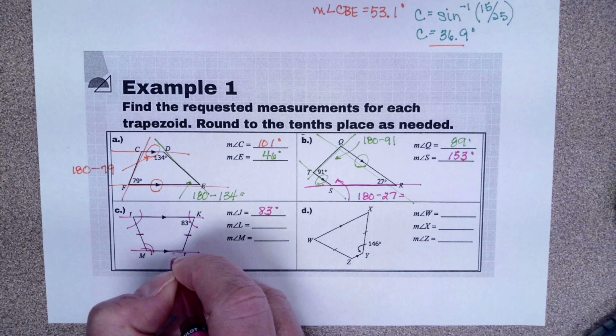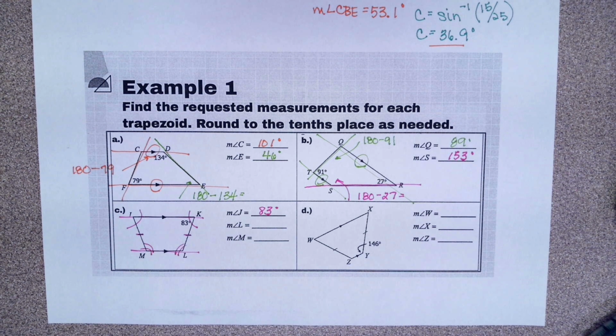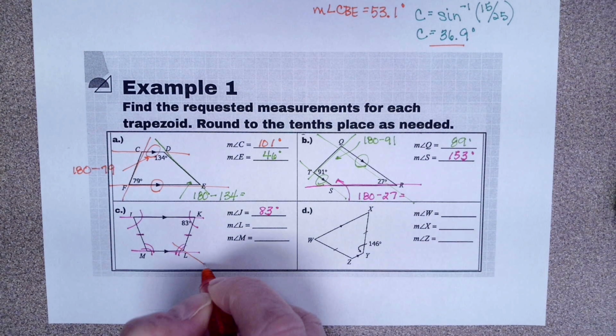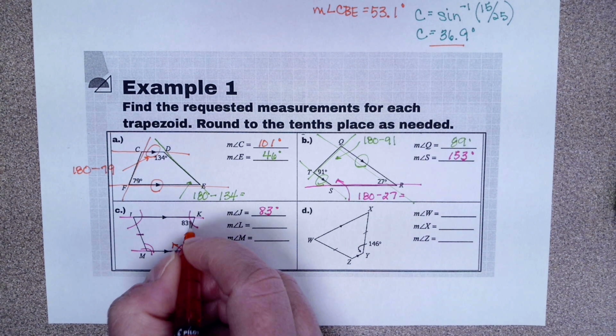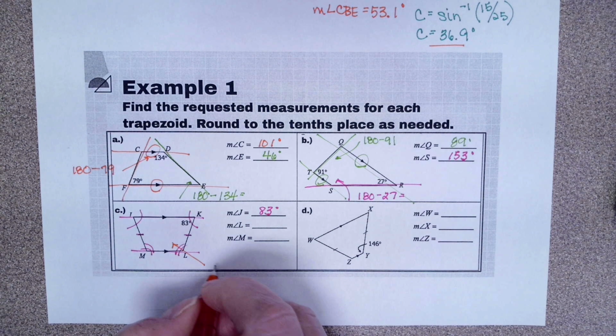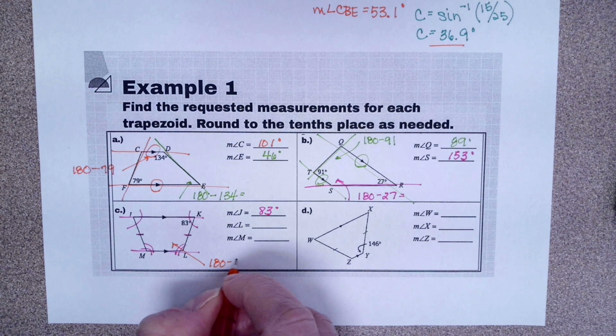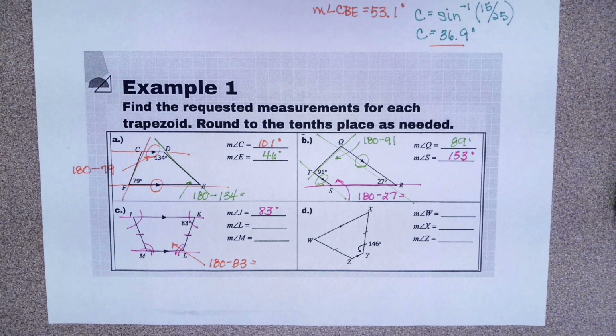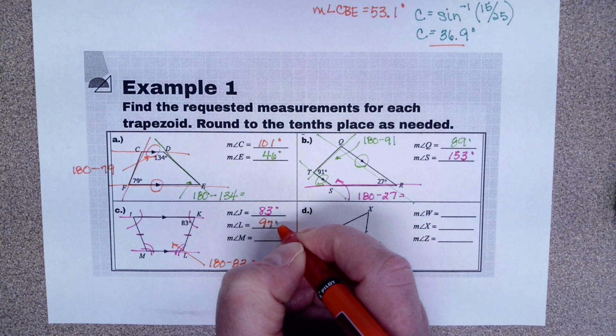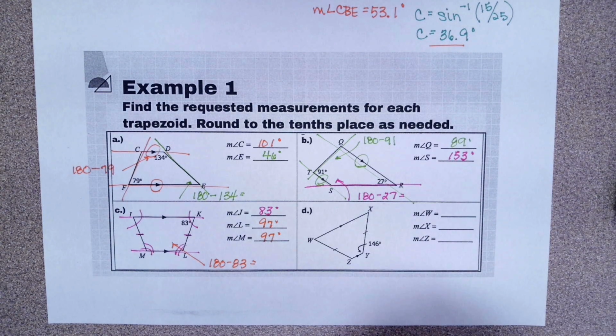And then the same thing's going to happen down here. M and L also have to be the same. Now to find L, or M, doesn't matter, same side interior, so they're supplementary. So 180, get rid of 83, should give me the measure of both of those angles. And they should both be 97. You're going to remember your degree symbols.